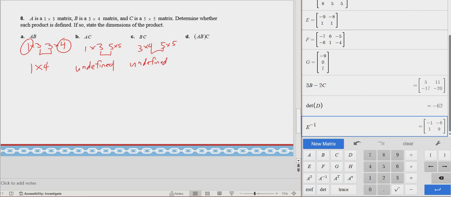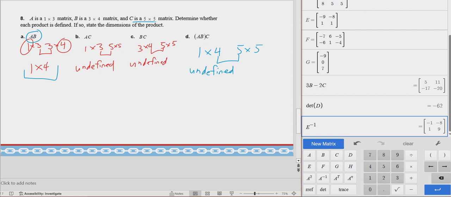For part D, we have AB times C. Well, we already found the dimensions for AB in our first example, right here. And we see that it had a 1 by 4 product matrix. And matrix C right here is a 5 by 5. And the 4 and the 5 inside do not match. So it is undefined. Right?